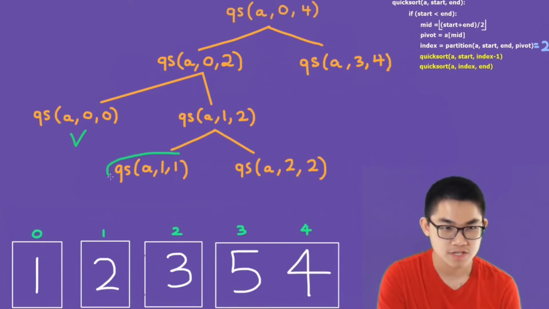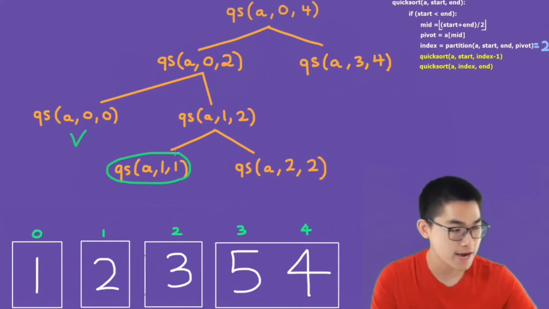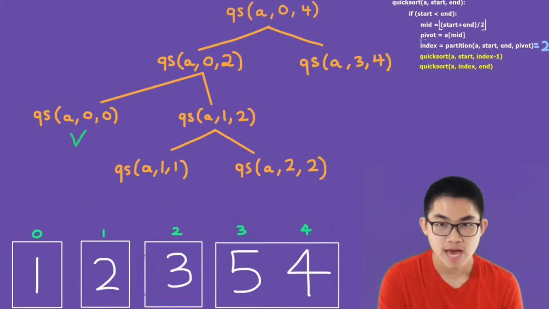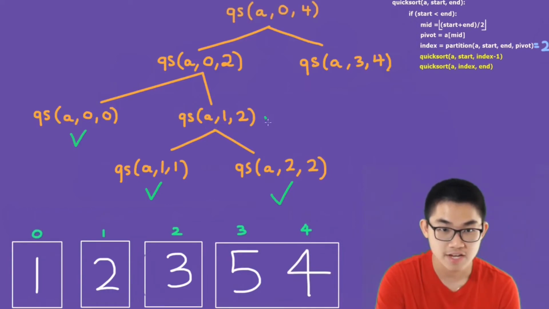Now we have to do this quicksort because we always do the quicksort on the left first before we do it on the right. For this one, we have the start, which is 1, and the n, which is 1. So is 1 less than 1? No, it's not. So this quicksort doesn't do anything. And now we do the right one. So is 2 less than 2? No, it's not. So same thing. This one doesn't do anything. And so since these two are finished, it means that this one here is finished. And since these two are finished, then this one here is also finished.